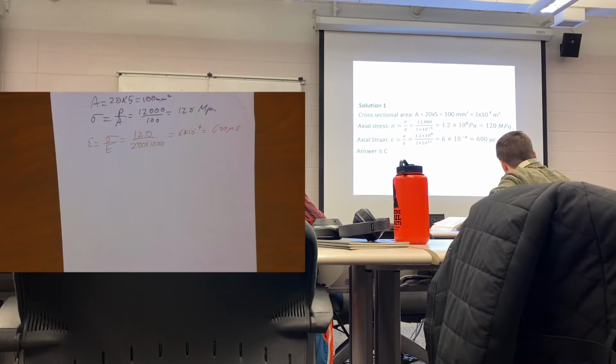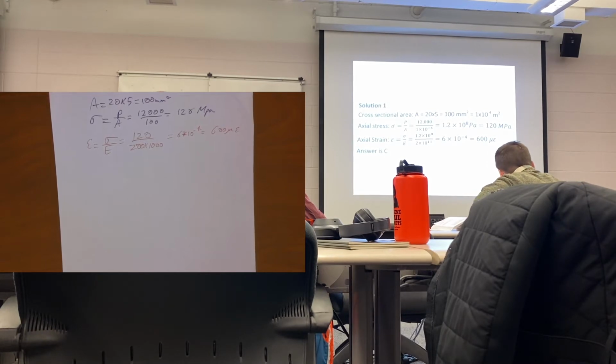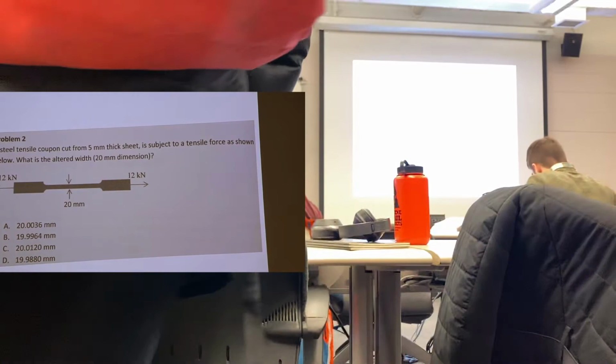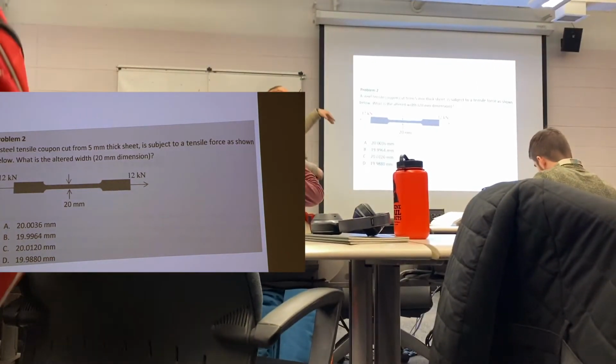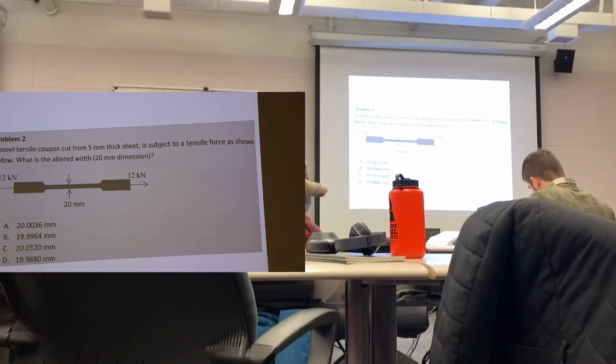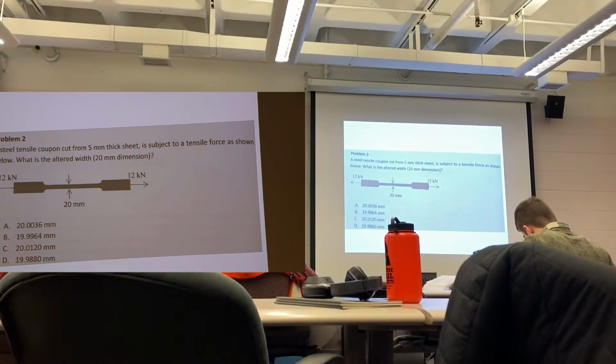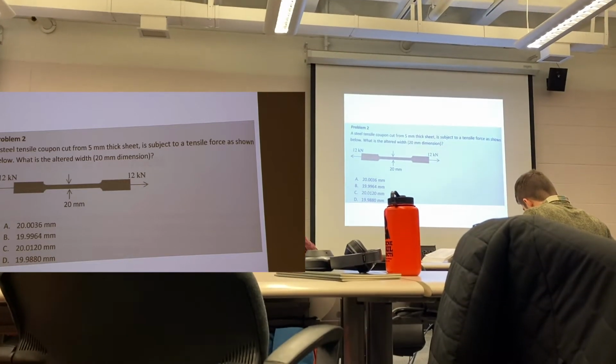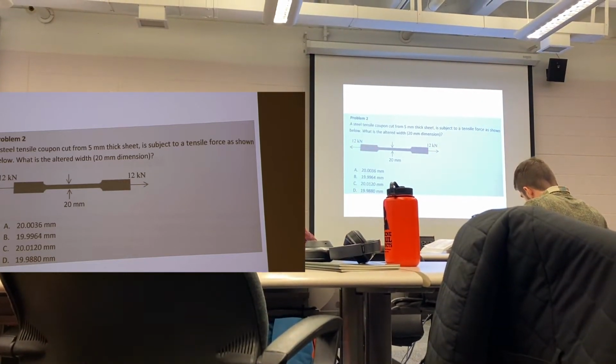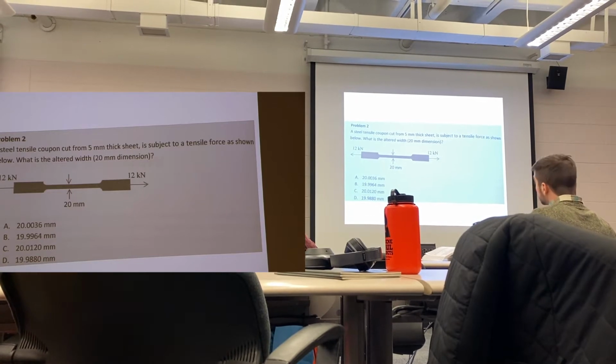Actually, we come now to a question which is supposed to be a follow-up to the previous question. This one: a steel tensile coupon cut 5 mm thick is subject to tensile force as shown below. What is the outer width, the 20 mm dimension? Before you do anything, can someone tell me which ones will be the choices that make sense out of these 4 choices?